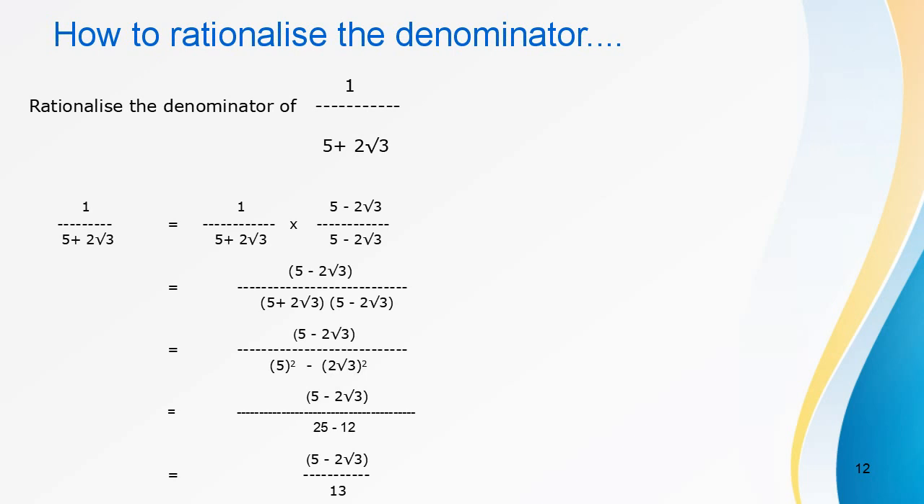So 1 upon 5 + 2√3 will become 1 upon 5 + 2√3 multiplied by (5 − 2√3) upon (5 − 2√3), which will become (5 − 2√3) upon (5 + 2√3)(5 − 2√3). The denominator will become 5² − (2√3)², as (x + y)(x − y) = x² − y². This is an identity. Now we will take (5 − 2√3) divided by 25 − 12, and the final answer we get is (5 − 2√3) upon 13.